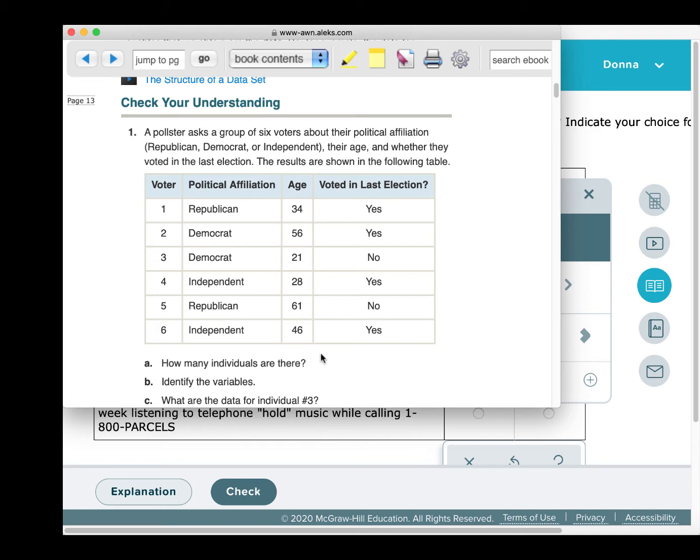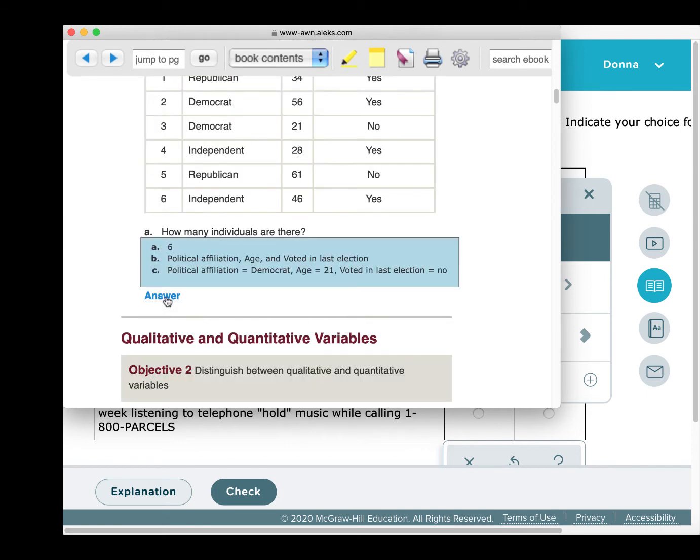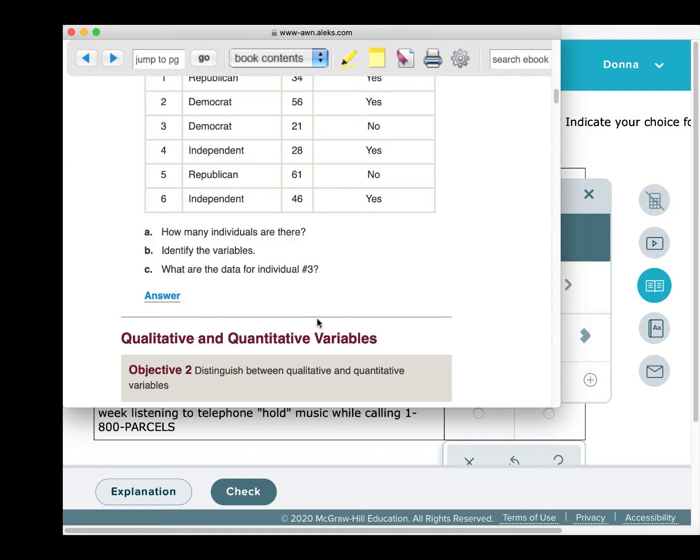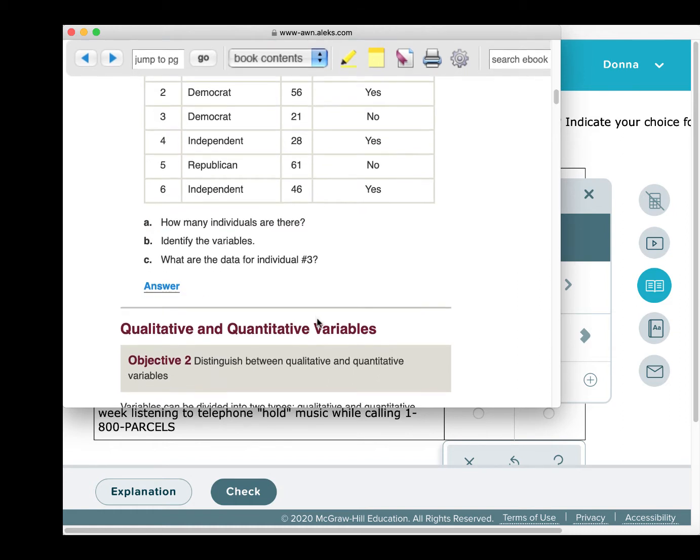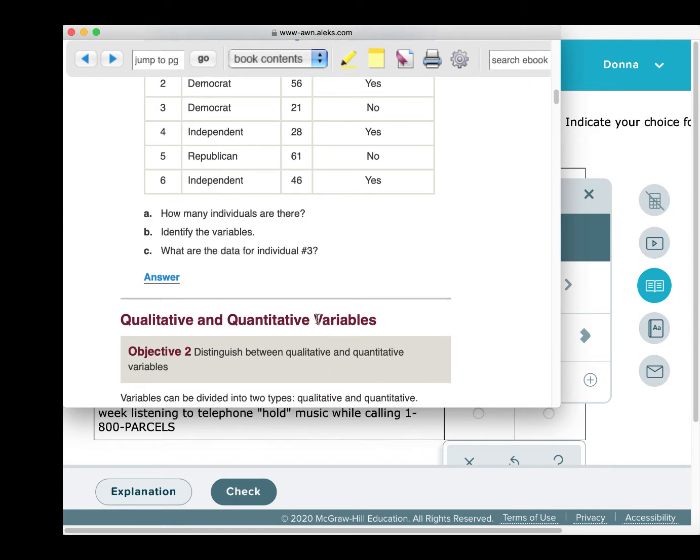And then it says, what are the data for individual number 3? So individual number 3, the data that we have is that the political affiliation was Democrat, their age was 21, and they did not vote in the last election. If we click answer, it will tell us that there were 6 individuals, political affiliation, and then Democrat, and so forth and so on. So now we need to talk about qualitative and quantitative variables.